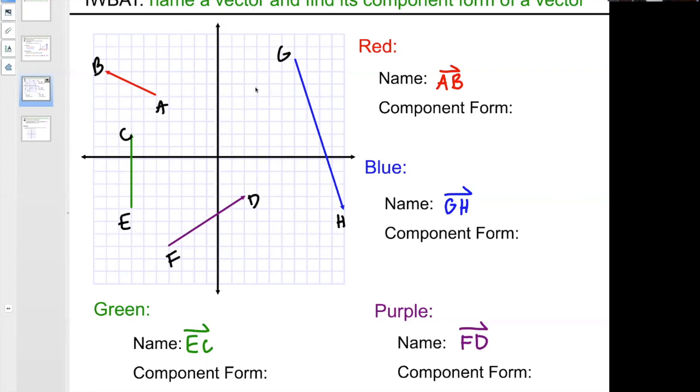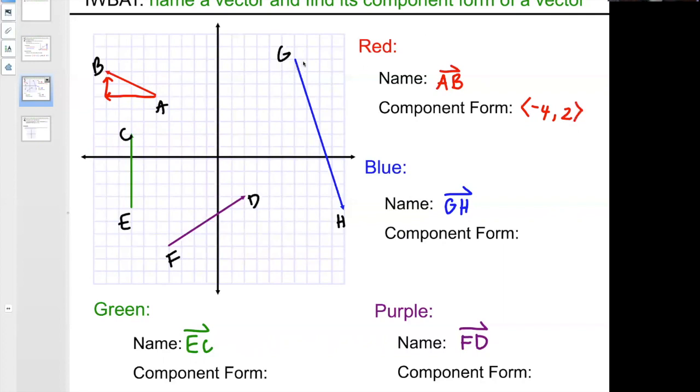Then let's go ahead and do the component form. So when you're doing component form, you want to count from the initial point towards the terminal point. And you want to do the horizontal and then the vertical component. So for this red, we're going to do the horizontal, count that. So 1, 2, 3, 4. So the horizontal component is -4 since it's going to the left. Okay, so that horizontal component there is -4. Vertical component is up 2. So that's going to be a +2 for that component.